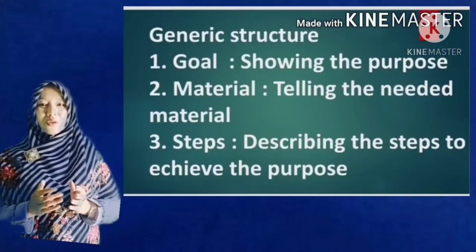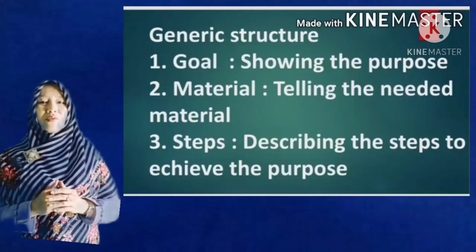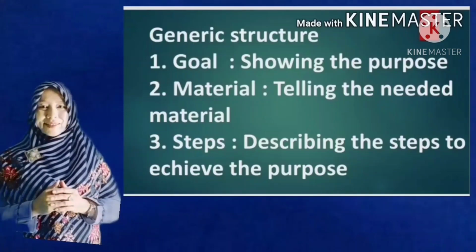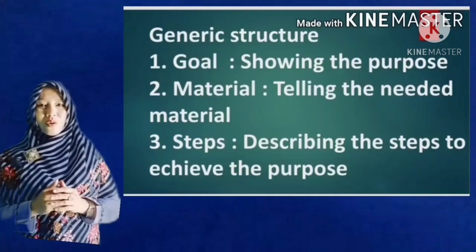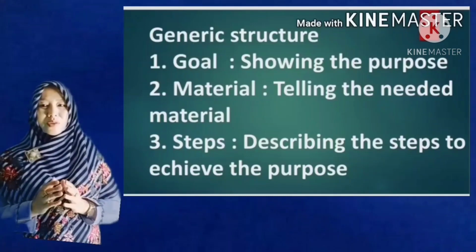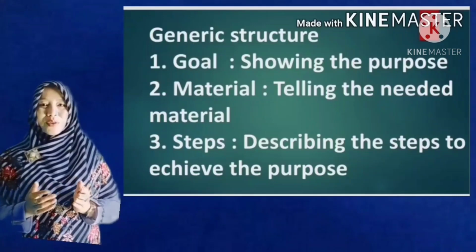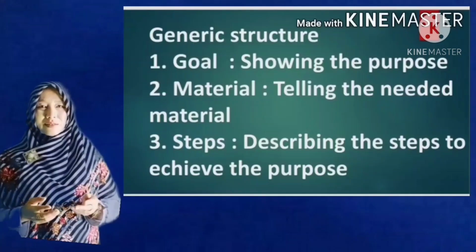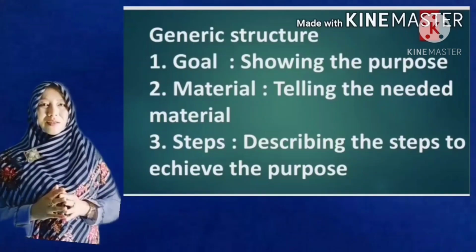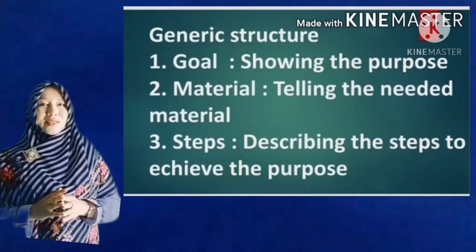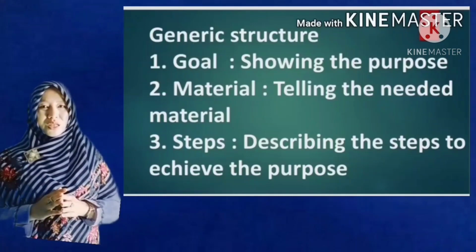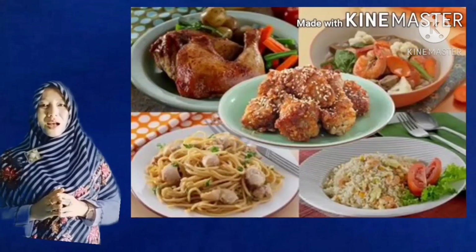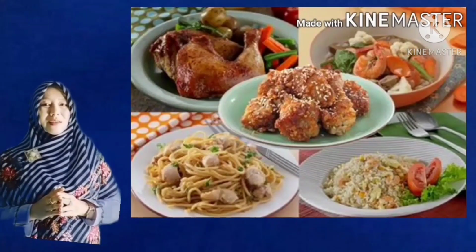In general, the procedure text has the following structure. They are: first, goal, which means showing the purpose, and then two, materials, which means telling the needed materials, and then three, step, describing the step to achieve the purpose. There are many kinds of procedure text, such as recipe, manual, and others.